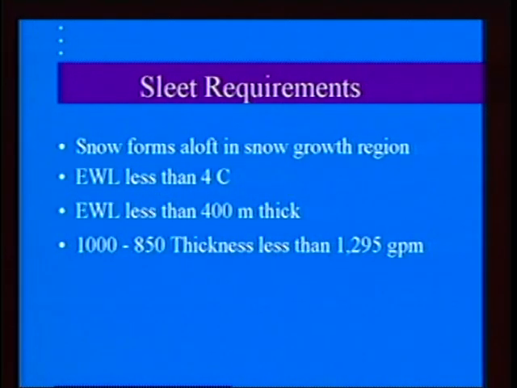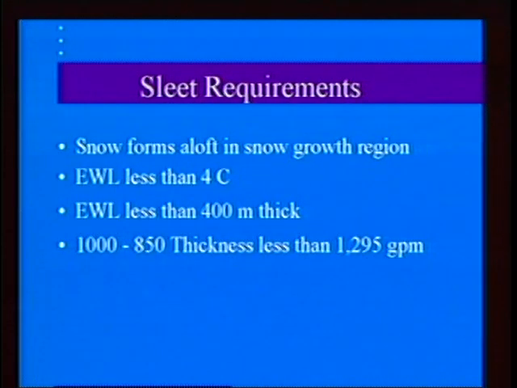Here are the requirements for sleet. First, you have to have snow forming aloft in the snow growth region. And the capital EWL, we'll go over exactly what that is here. The elevated warm layer, that's what that stands for. The elevated warm layer for sleet needs to be less than 4 degrees Celsius. If the temperature within a layer of air aloft is warmer than 4 degrees Celsius and snow falls through that, it's going to completely melt that precipitation. Then sleet could not occur.